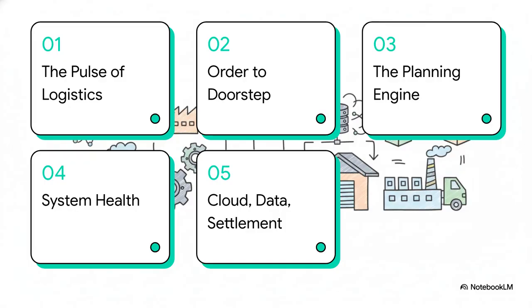Okay, so here's how we're going to break it down. First, we'll look at the big picture. Then, we'll actually follow an order's journey from the moment you click to when it lands on your doorstep. After that, we'll dive into the brain of the operation, see what keeps the system healthy, and finish up with the data that holds it all together.